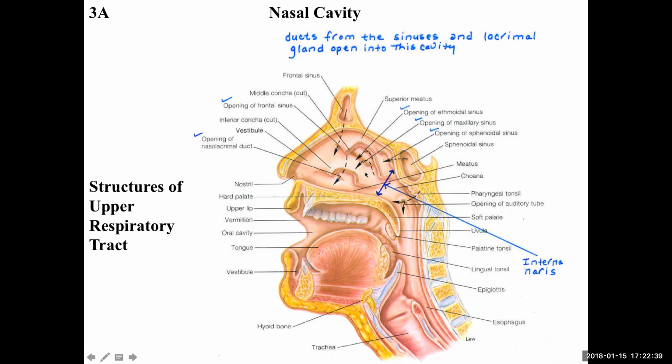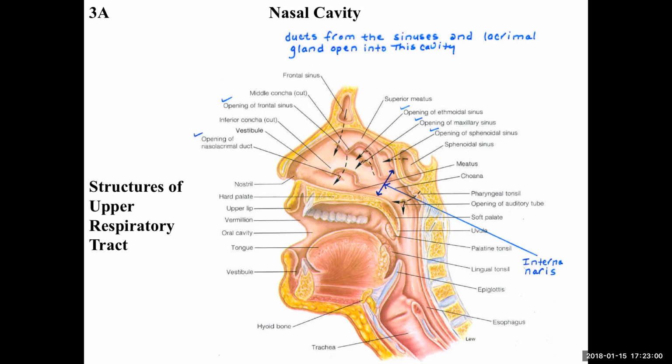Okay, so the septum, the vestibule, and in the vestibule, there's also going to be some coarse hairs which filter out the dust particles. And these nasal hairs are called vibrissae, and they filter out macroparticles that might otherwise be inhaled.